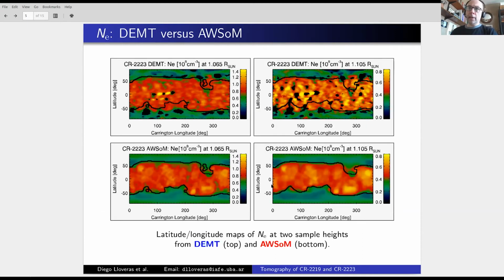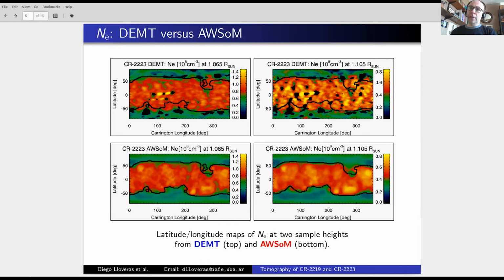So very quickly into results, an example of results. These are latitude-longitude projections of the tomographic products, in this case, the EUV tomography. So the top 2 panels are showing you electron density maps in latitude and longitude at 2 different heights. When you do EUV tomography, you are recovering the corona in the height range below 1.25, 1.3 solar radii, that is the field of view of the EUV instruments.